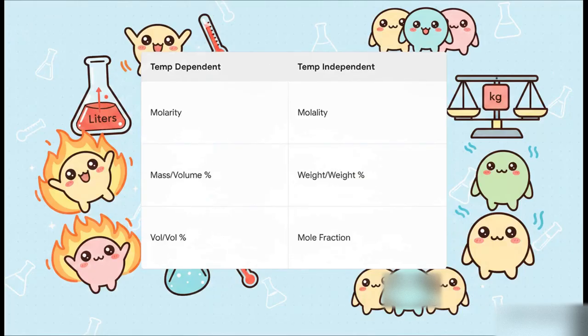Now, here is a really fascinating detail about these formulas. We actually split them into 2 separate camps, temperature-dependent and temperature-independent. Why does that matter? Well, heat gives particles energy, right? It makes them spread out, which expands their volume. Because of that, any concentration formula that uses volume, like molarity, which is moles per liter, will physically change if the room gets hot. Meanwhile, mass-based formulas, like molality, which uses kilograms, mass doesn't care about heat. Those numbers stay rock solid regardless of the temperature.